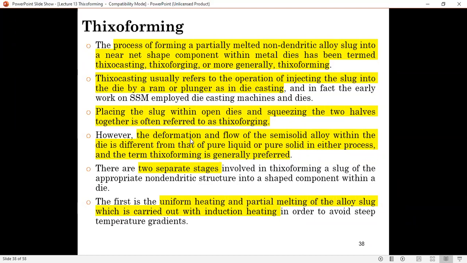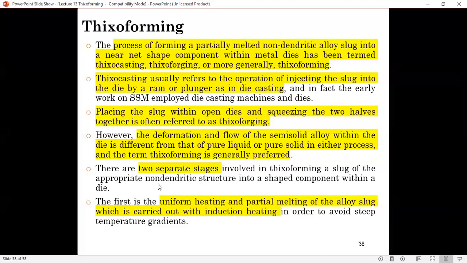The deformation and flow of a semi-solid alloy within the dies is different from that of pure liquid or pure solid in either process. And in terms of thixoforming, it is generally preferred. So basically, the deformation or flow of a semi-solid alloy within dies, as opposed to pure liquid or pure solid, is generally called the thixoforming process.